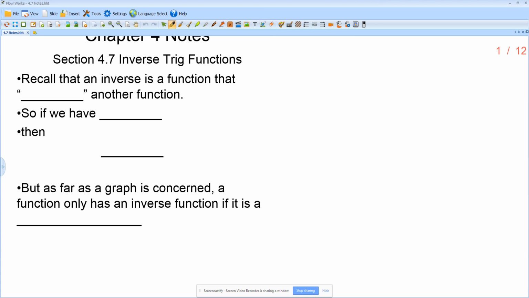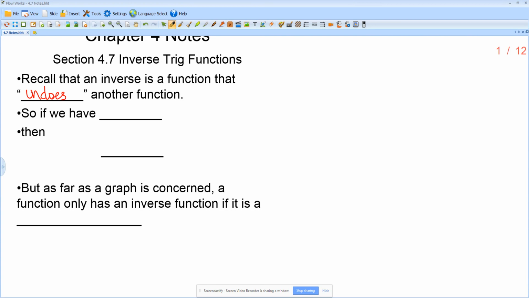All right, welcome to section 4.7. In 4.7, what we're talking about here is inverse trig functions. So recall that an inverse is a function that sort of undoes another function. So it's the function that's going to get rid of a function.